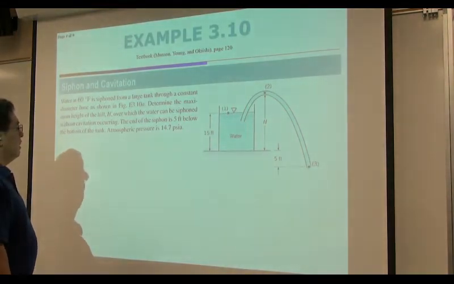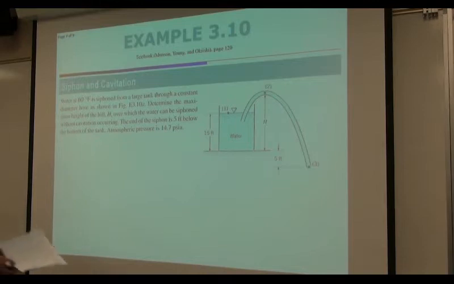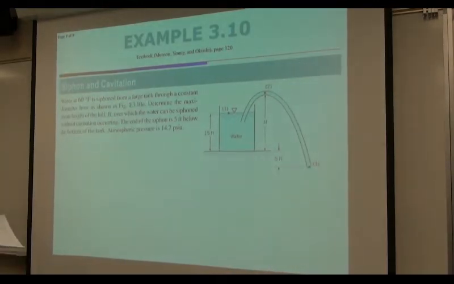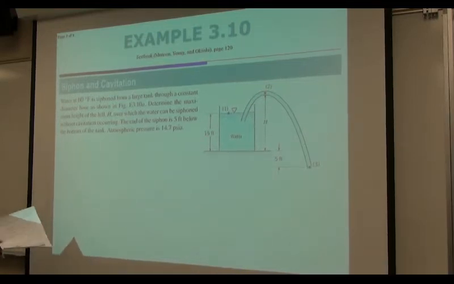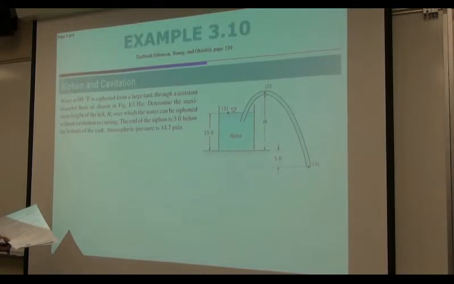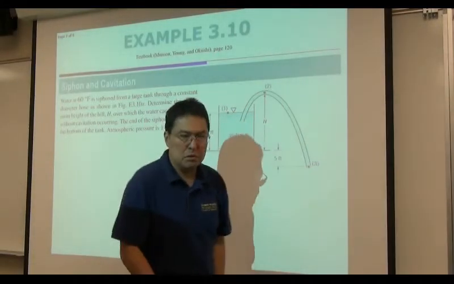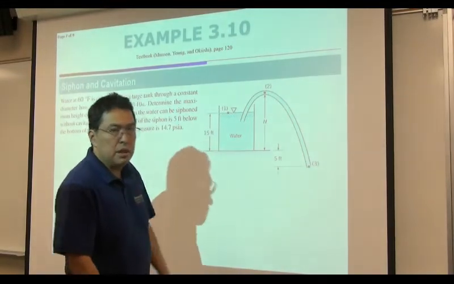this is a siphon using a constant diameter hose. Okay? Let's determine the maximum height of the hill, h. Here, maximum height, h, over which the water can be siphoned without cavitation occurring. The end of the siphon is 5 feet below the bottom of the tank. Oh, okay. So this is a huge, long hose. Goes up and down, 5 feet below the tank bottom.